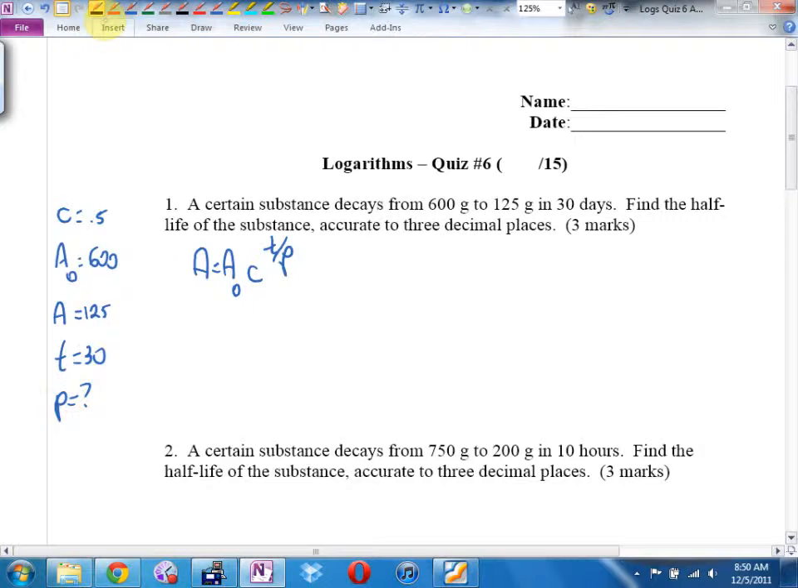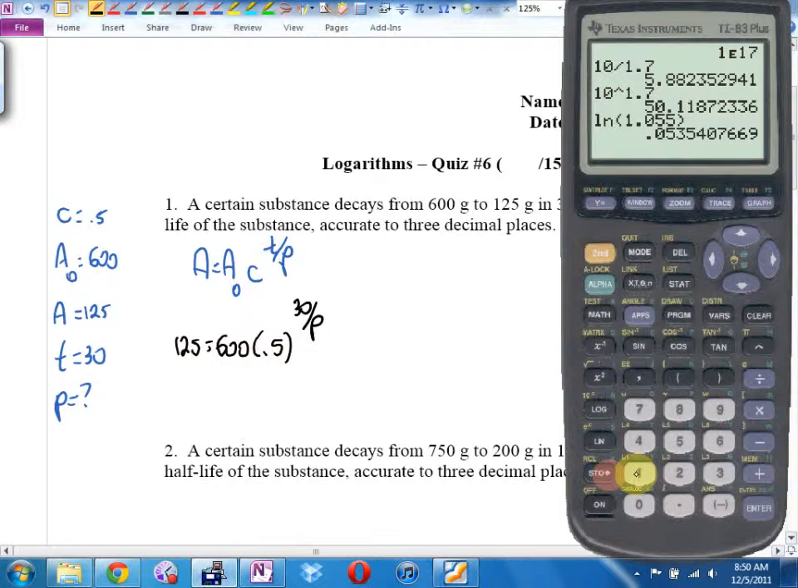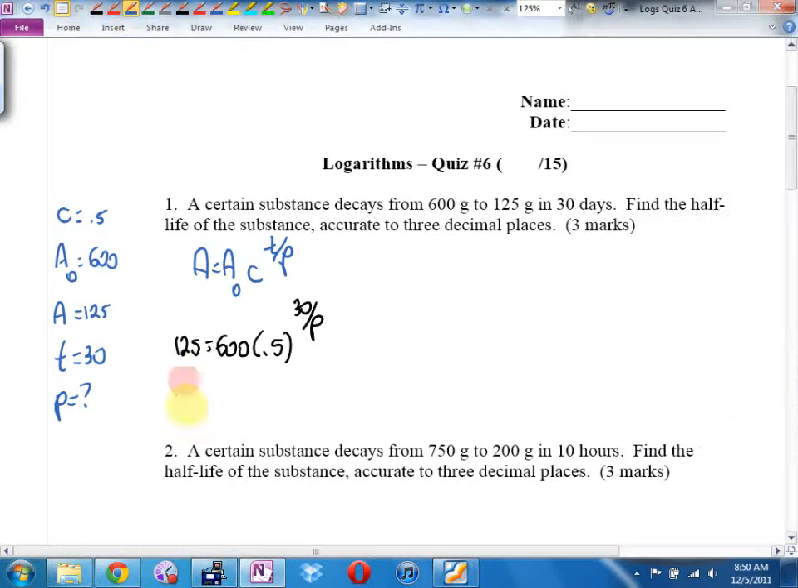125 equals 600 times 0.5 to the 30 over P. I'm going to divide by 600. I am not going to go 600 times 0.5. 125 divided by 600. I'm going to write 0.208, but I'm going to use 0.208333. I'm going to use my answer button. 0.208 equals 0.5 to the 30 over p.